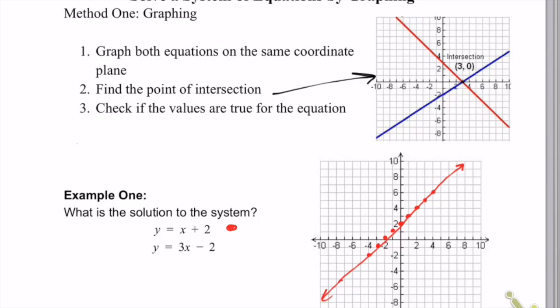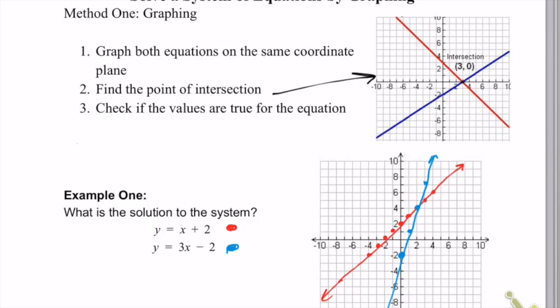Now let's do our second one. Well, I'll graph that one in a beautiful blue. So we're going to start that line at negative 2. Then we're going to go up 3, over 1, up 3, over 1, up 3, over 1. So it looks like our line is about here.